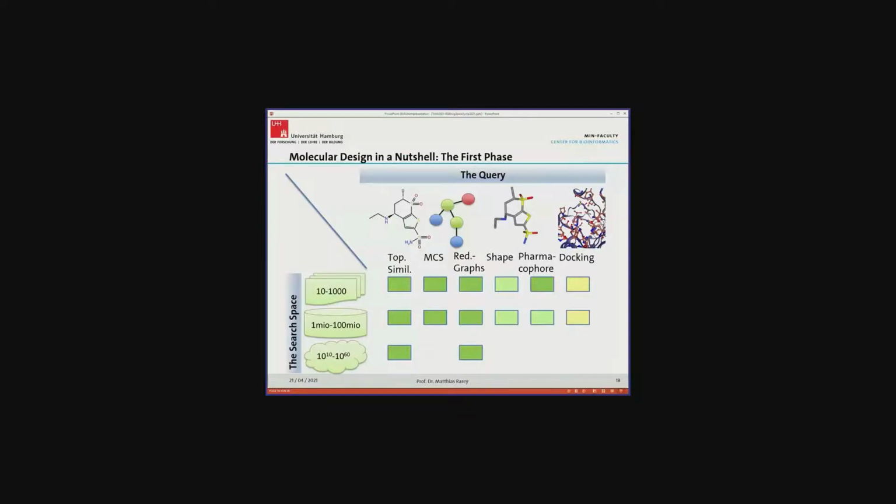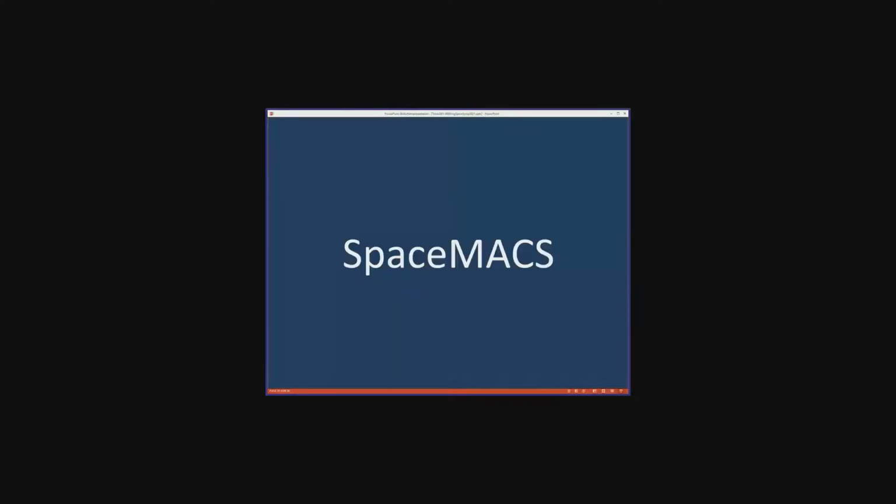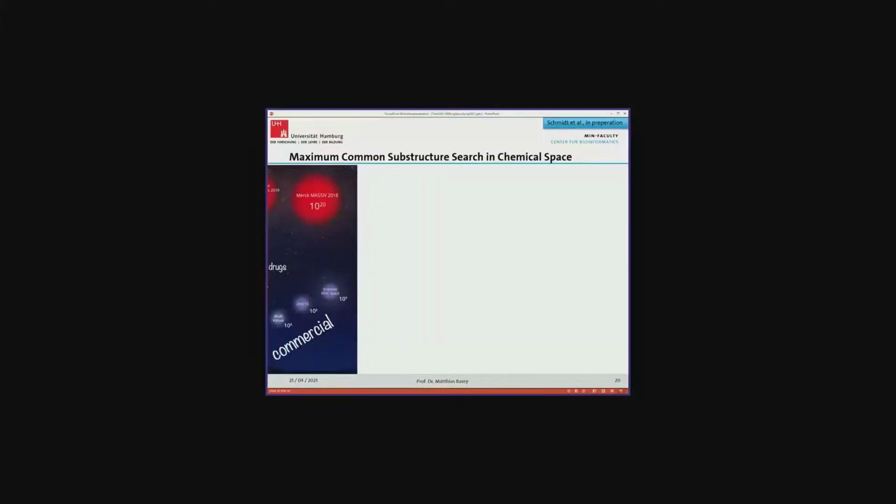Okay, so I promised that I also show you something completely new. This is actually the first time I will talk about a new approach which goes in the direction of maximum common substructure search. And this is the name of the tool, which is called SpaceMCS. This is completely unpublished so far. And this is actually what we do. We have the chemical space here. You basically start with a compound, and we are searching for so-called connected maximum common substructures.